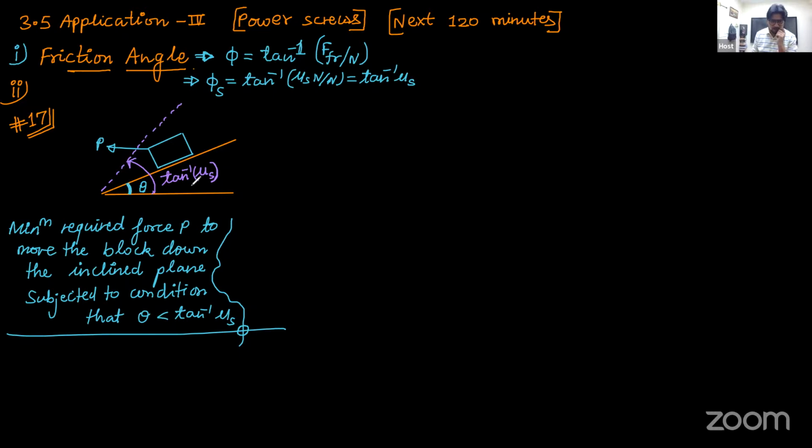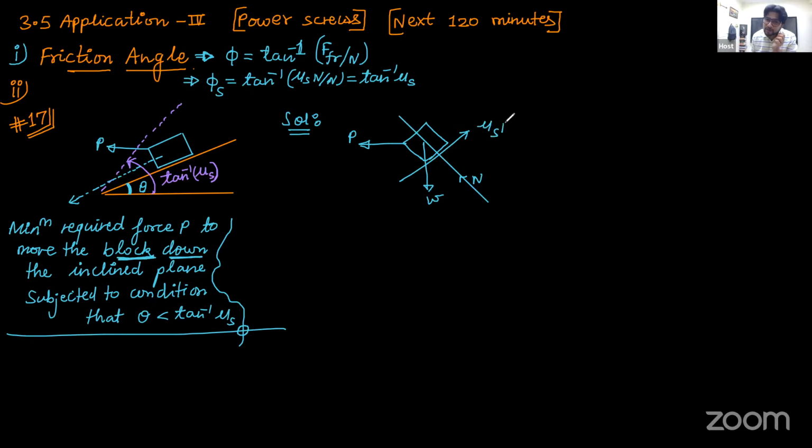Now, what is the minimum required force to move the block down the inclined plane? Let us once again solve it using the same approach. We have this inclined plane, and we are applying a force P, a force W, and a normal reaction N. Since we are trying to move the block downward, naturally the friction force will resist upward. And since I'm interested in knowing when motion will just begin, we have the limiting friction present.